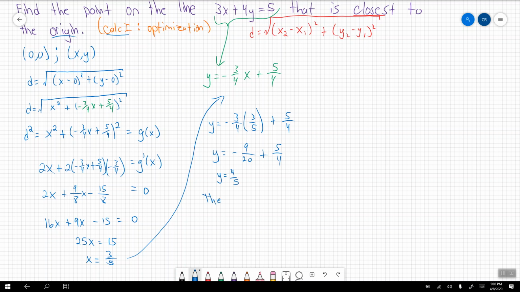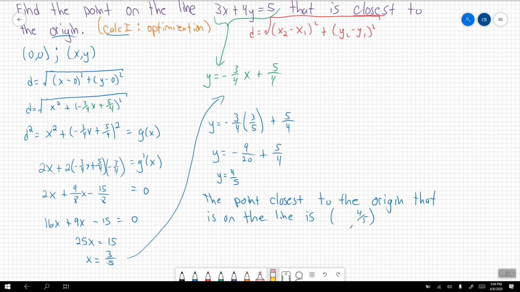So the point closest to the origin that is on the line is 3/5, 4/5.